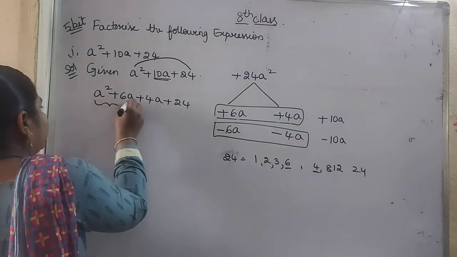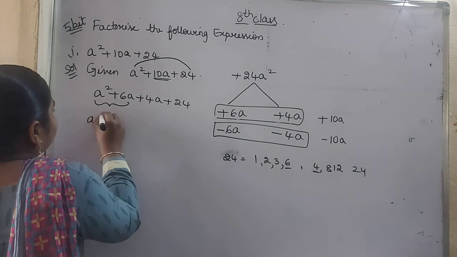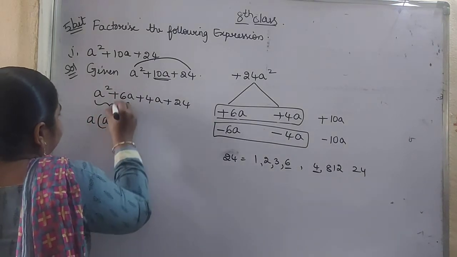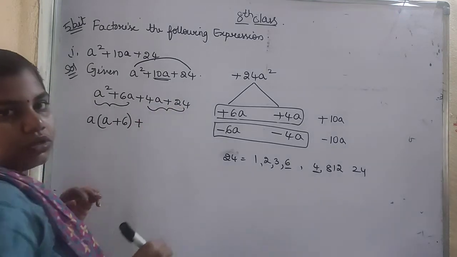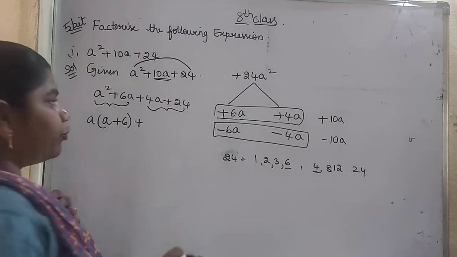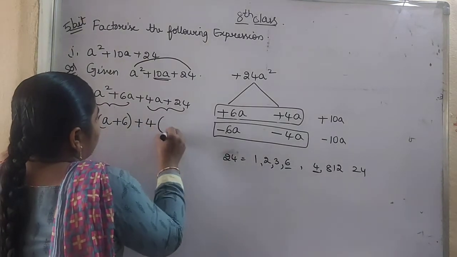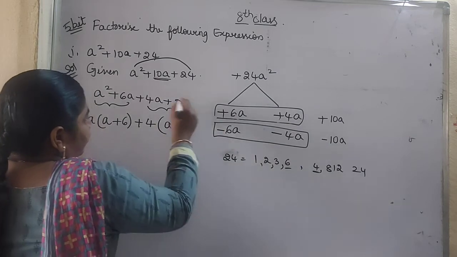In the first two terms, what is the common value? a is a common value. So a is remaining, and here 6 is remaining. Plus, from these two we have to take out the common now. 4 will go in the 4 table as well as 24 will go in the 4 table. So I am taking 4 as common, and a plus 6, 4 times 6 will be 24.